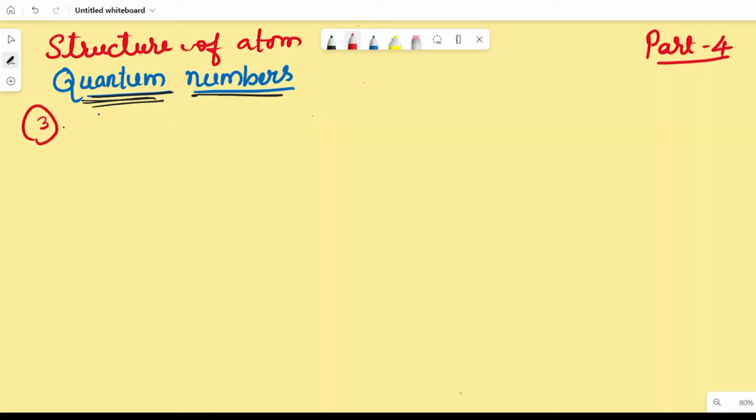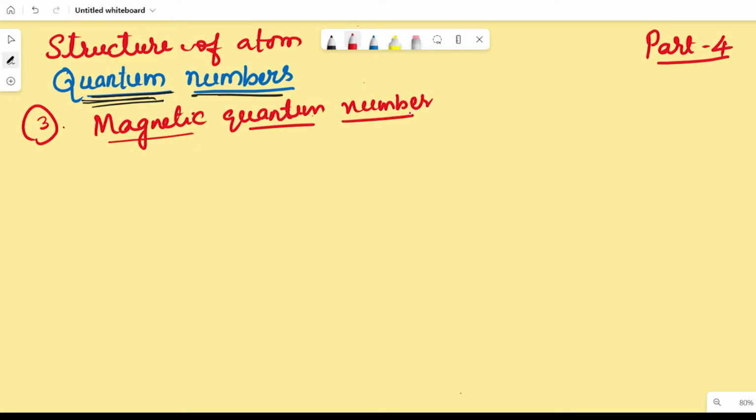So the third one is called the magnetic quantum number. Actually this magnetic quantum number is very simple, but everyone finds it difficult. See, I will explain clearly. Just watch carefully. This magnetic quantum number was proposed by the scientist called Lande, and it is represented with m, small m, or ml also.